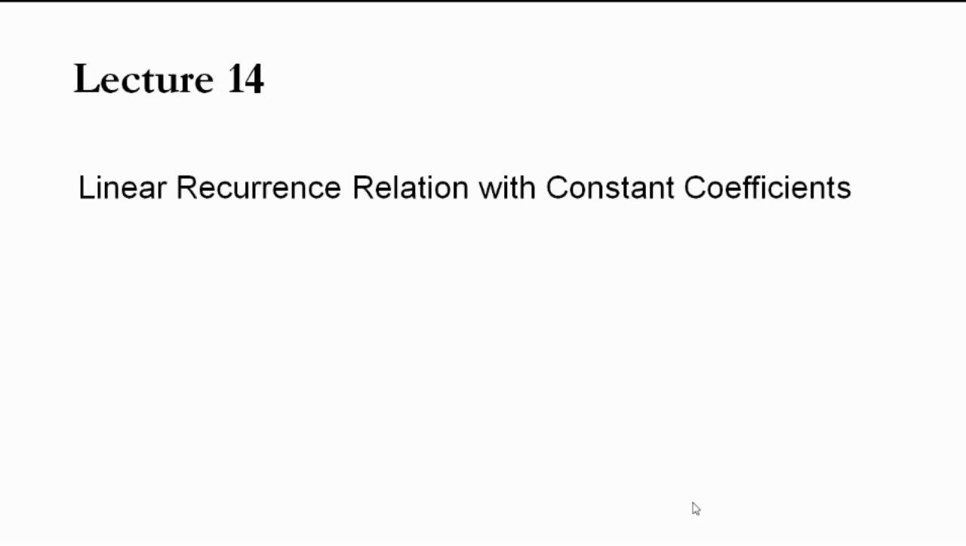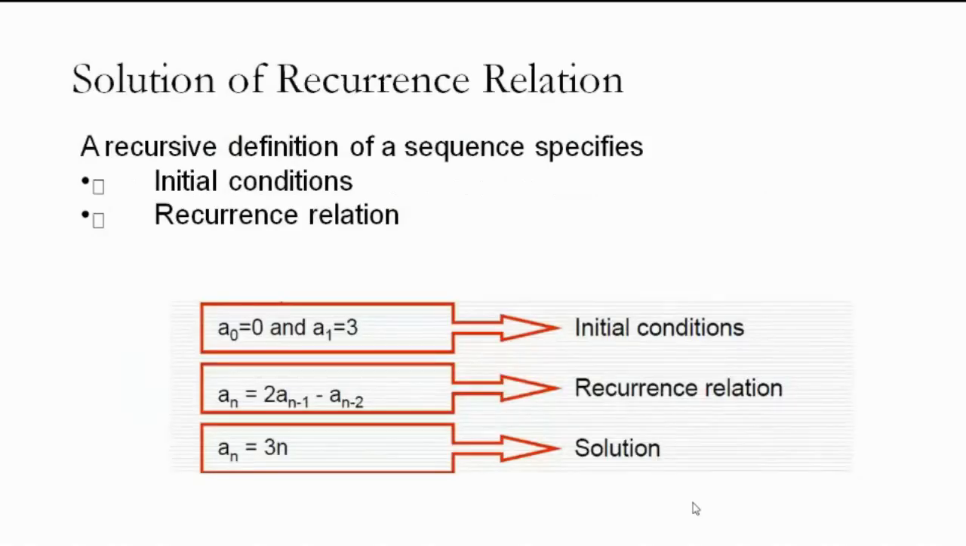In this, two categories will be there: homogeneous and non-homogeneous, with the same type of constant coefficients and with a different type of constant coefficients. So this is linear recurrence relations in a homogeneous and non-homogeneous manner. Recall the recurrence relation. A recursive definition of a sequence always specifies two things that must be there: first is the initial condition, second is the recurrence relation.